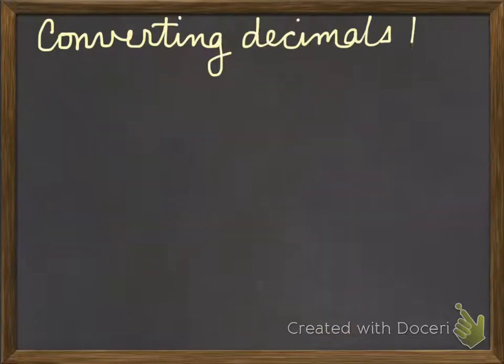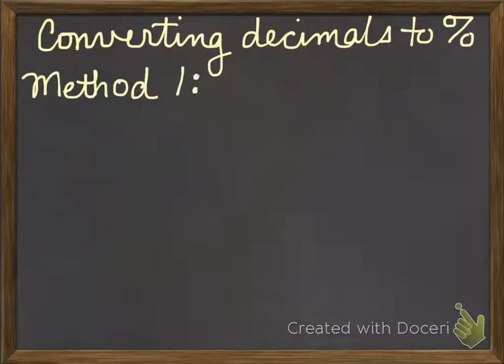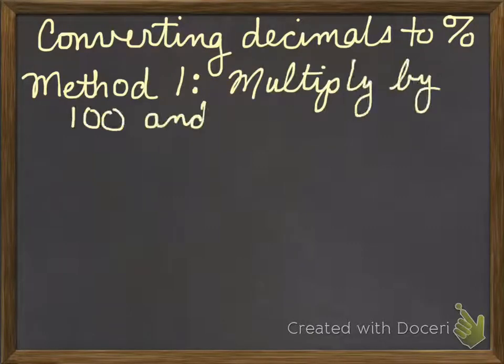What we need to know now is how to convert a decimal to a percent. So let's talk about that. There's 2 ways that you can do this. We're going to talk about both ways, and then you can pick which one you like better. Method 1 is to multiply by 100, then add the percent sign. So let's look at how we would do that.